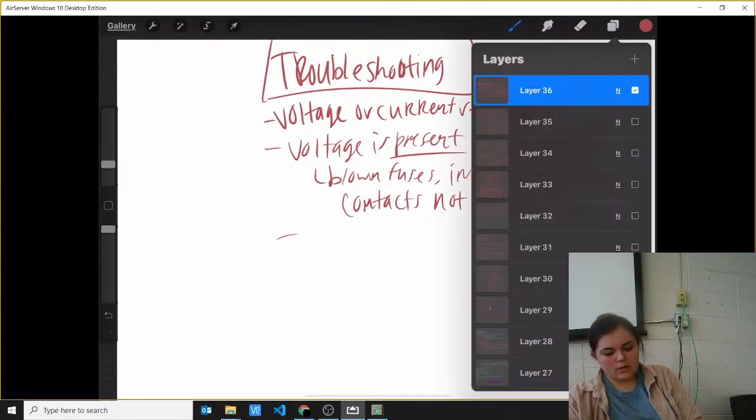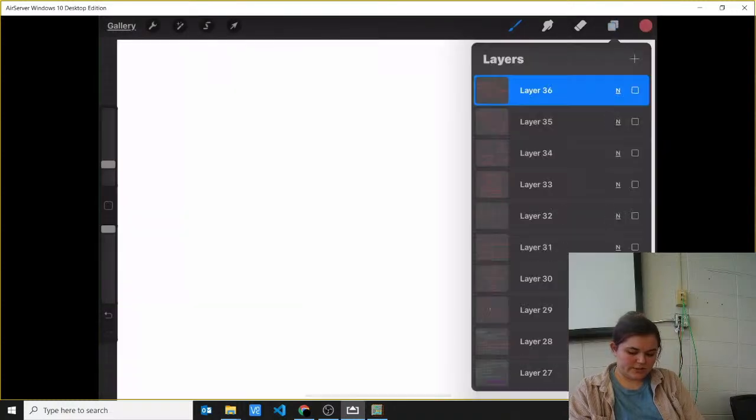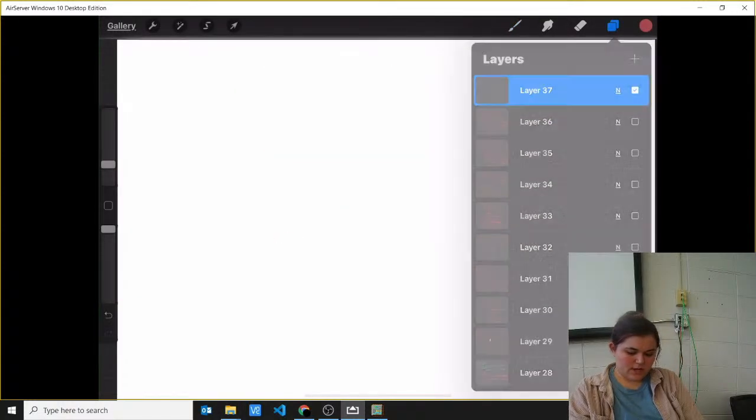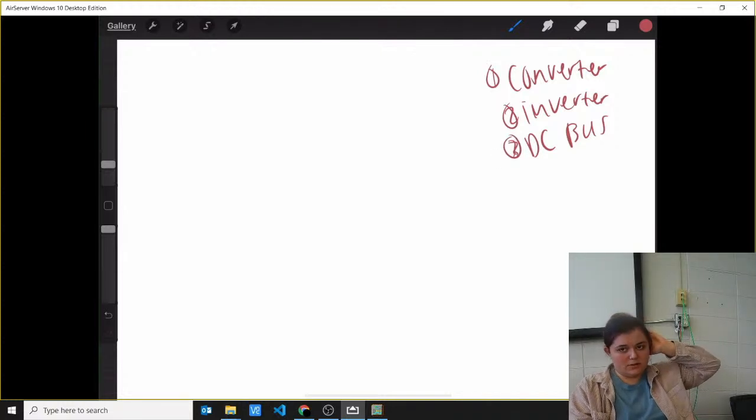So, three main sections of a drive. We've got the converter, the inverter, and the DC bus. So just think about the bus, okay? It's a DC bus. Those are the three main sections of a drive, right?